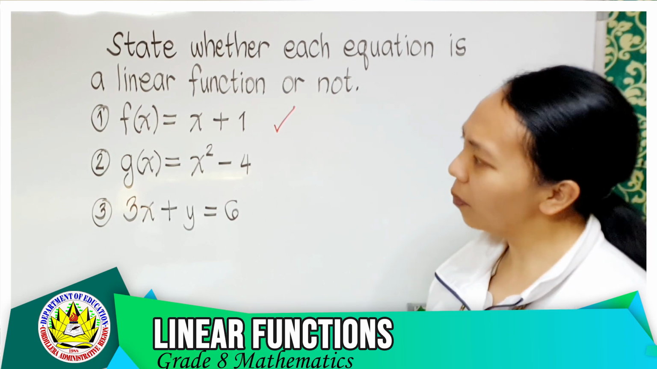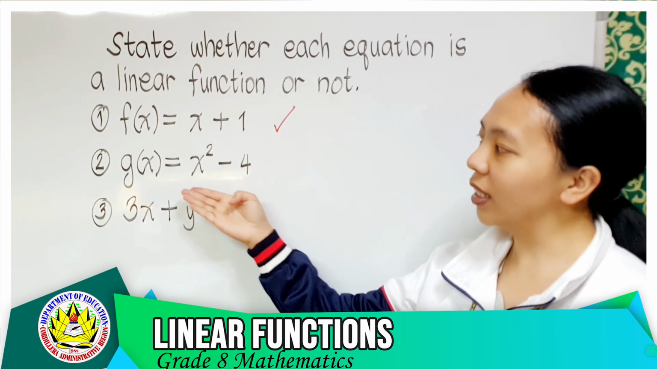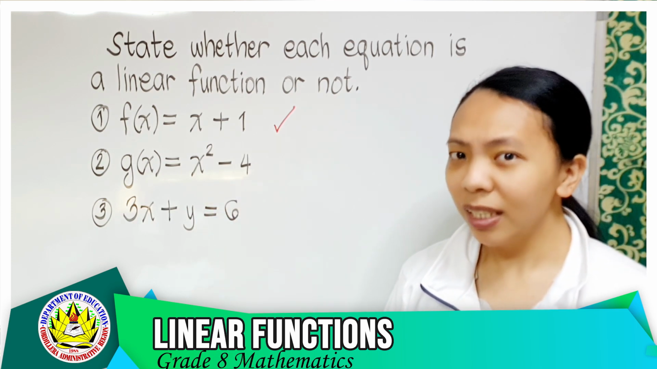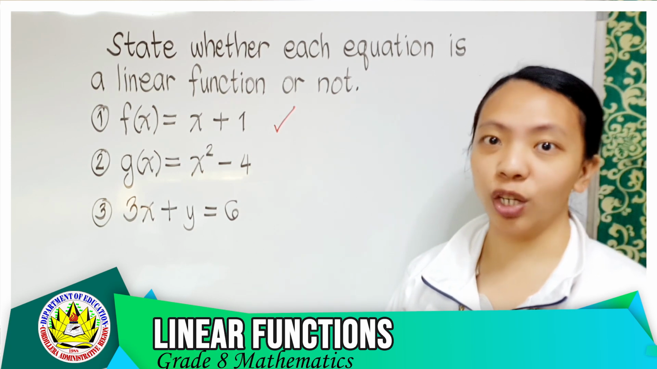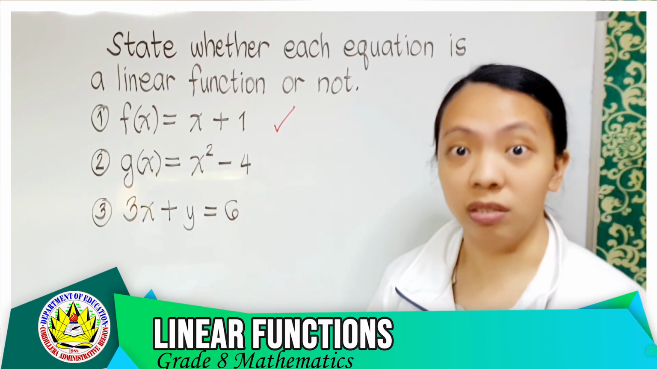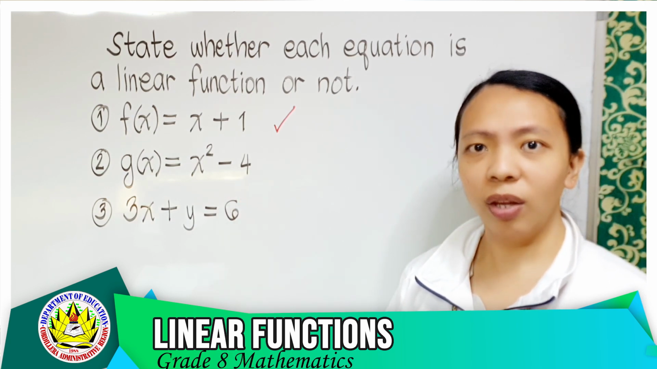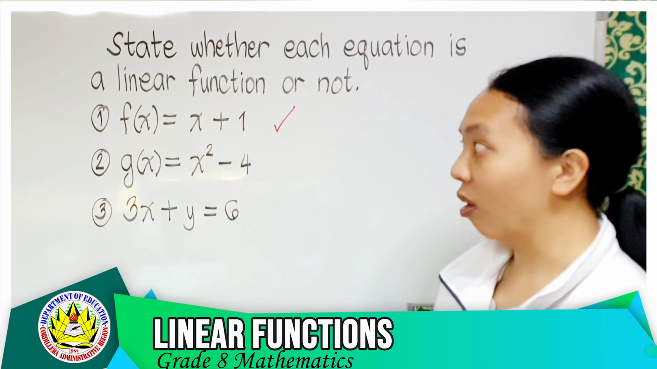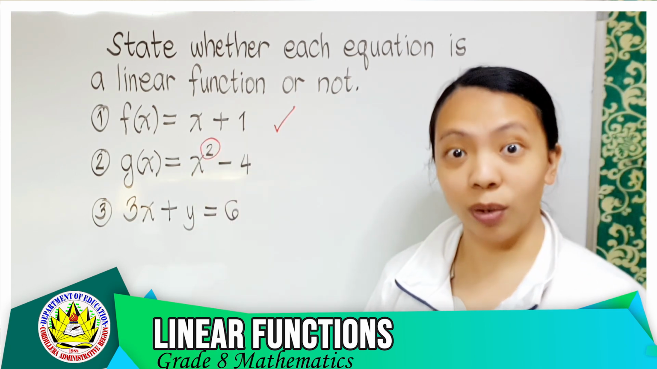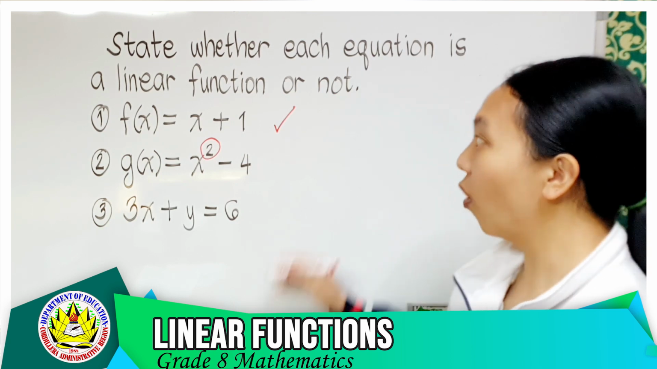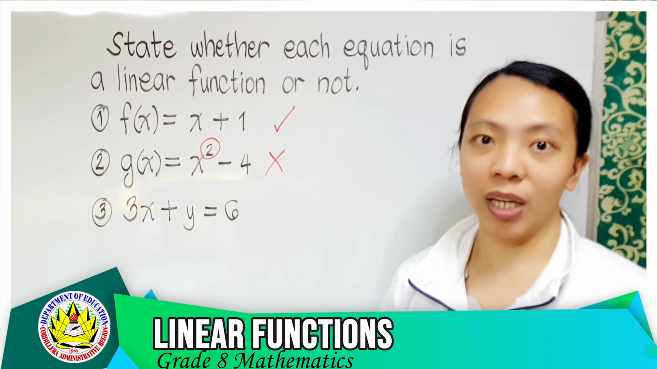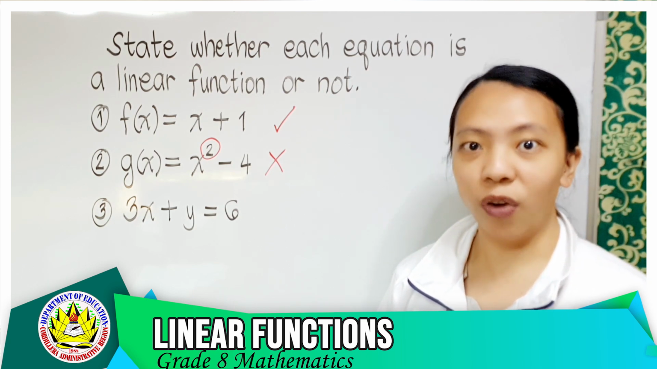Next, what about g of x is equal to x squared minus 4? Again, if we make use of the definition of a linear function, this equation is not a linear function. Why is that so? Because the exponent of x is not 1. Therefore, g of x is equal to x squared minus 4 is not a linear function.